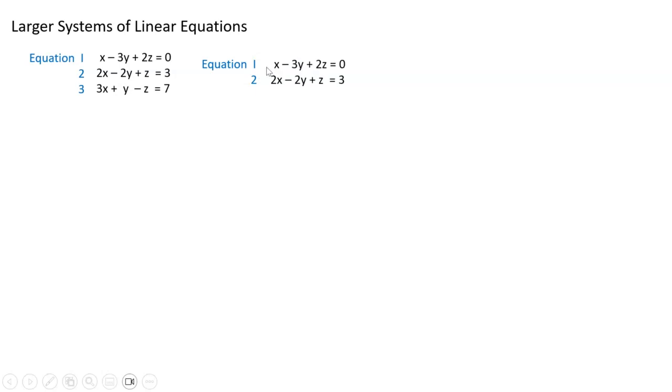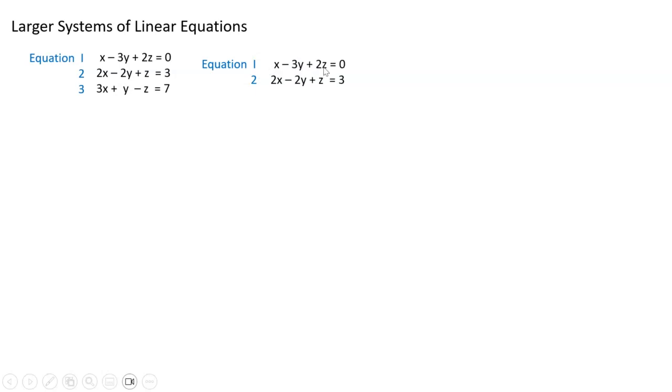Now solving larger systems of linear equations. Now we're going to be solving with 3 variables, x, y, and z, and 3 equations. So here, guys, I'm going to call them equation 1, 2, and 3, and so forth. So here's the plan, guys. I'm going to get equations 1 and 2 and get rid of the x's.